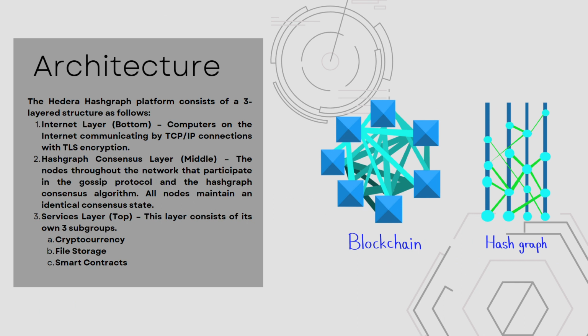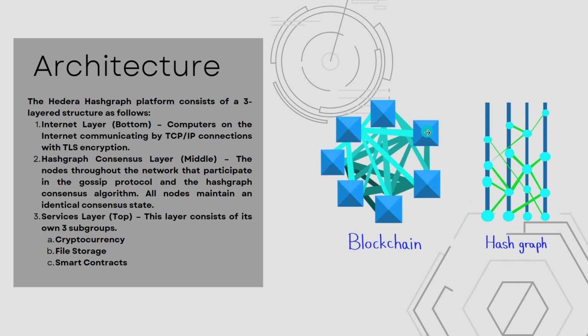The architecture of the Hedera hashgraph platform consists of three layers. The internet layer, the bottommost layer, is computers on the internet communicating by TCP/IP connections with TLS encryption. Above that, in the middle, is the hashgraph consensus layer: the nodes throughout the network that participate in the gossip protocol and the hashgraph consensus algorithm. All nodes maintain an identical consensus state. The service layer is the topmost. This layer consists of its own three subgroups: cryptocurrency, file storage, and smart contracts.